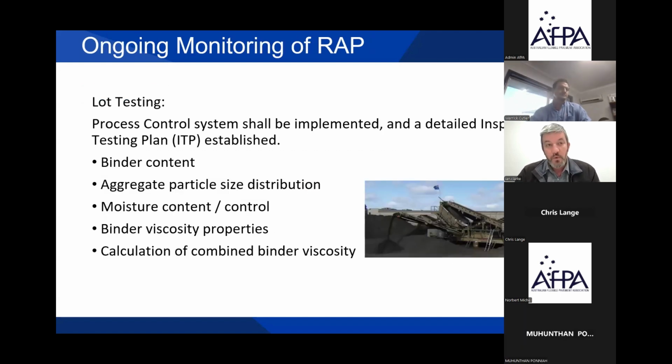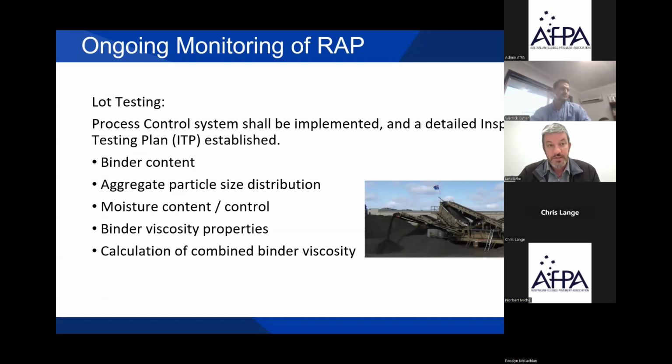When we do our RAP testing, we have to break it into lots and control it. So there's binder content, as I said, aggregate size and binder properties. It's very important to have them in lots, generally up to 1,000 tonne, and test that well before production, again depending on what RAP level we're going up to.